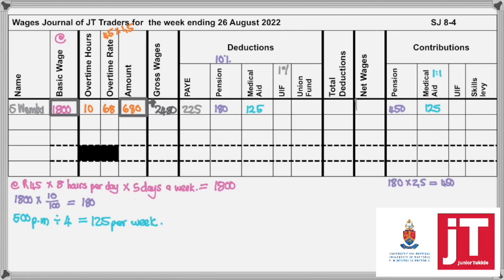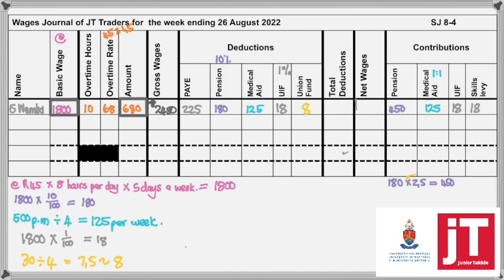UIF is 1% of basic wage. So yet again, basic wage is the 1,800. So that's why I say 1,800 times 1 over 100 gives us 18 Rand. And that will be your UIF deduction, contribution for UIF, and the skills development levy is also 1%. Your union fund, yet again, is 30 Rand, but we deduct it weekly. So divide by 4 gives us 8 Rand, so we round up.